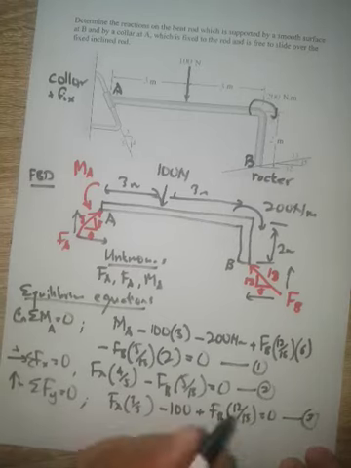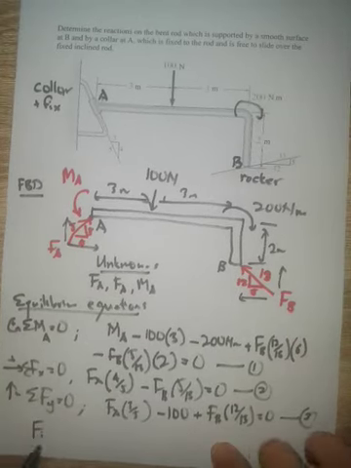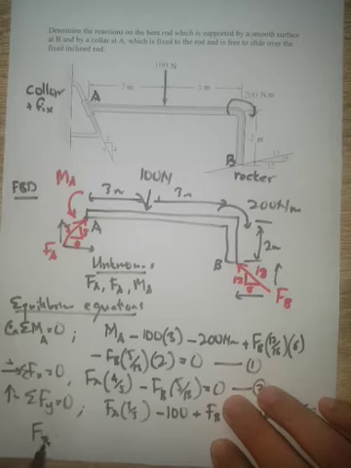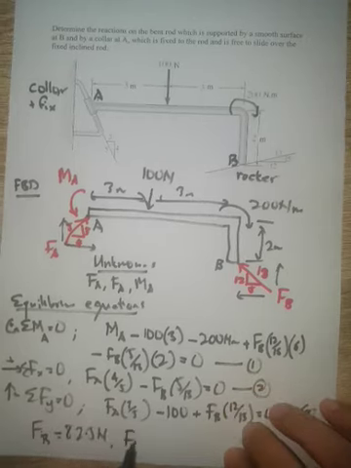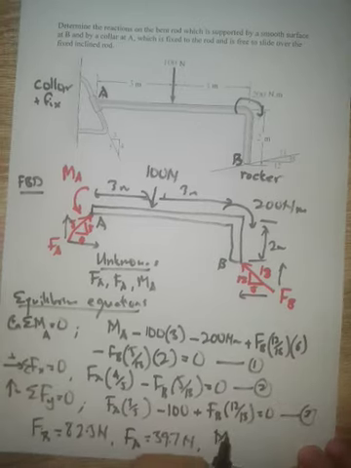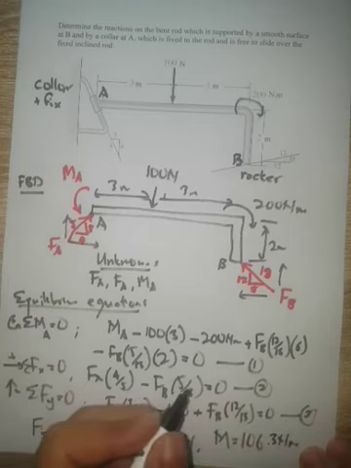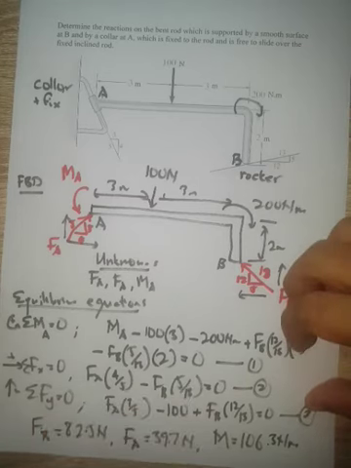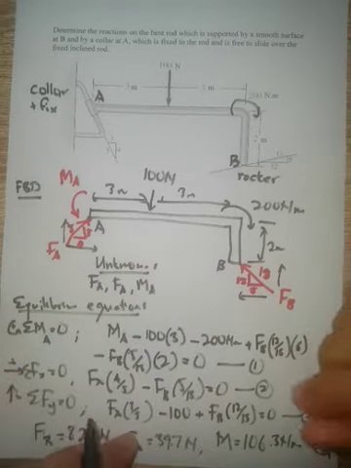That's all. If we solve these three simultaneous equations, we get FB equal 82.5 Newton, FA equal 39.7 Newton, and MA equal 106.3 Newton meter. And don't forget the direction. MA is positive, so it is going counterclockwise. FA and FB are as shown in the direction in the free body diagram.